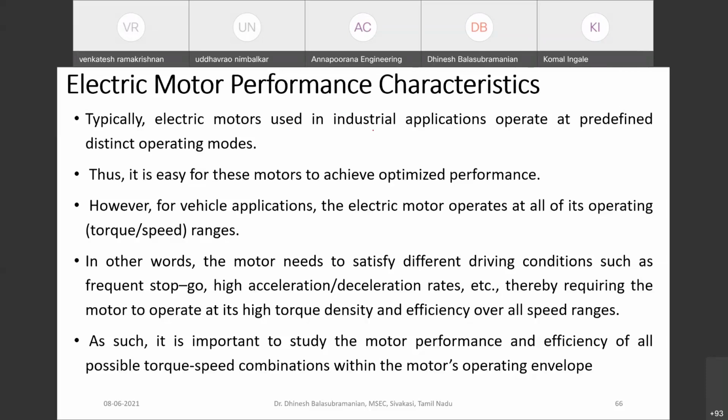Typically, electric motors used in industrial applications provide a preferred distinct operating mode, so it is easy for the motor to achieve optimized performance. However, for electric vehicle applications, the electric motor operates at all operating ranges. In other words, the electric motor needs to satisfy different driving conditions, such as frequent stop and go, high acceleration, and deceleration, thereby requiring operation at high torque density and efficiency over all speed ranges.